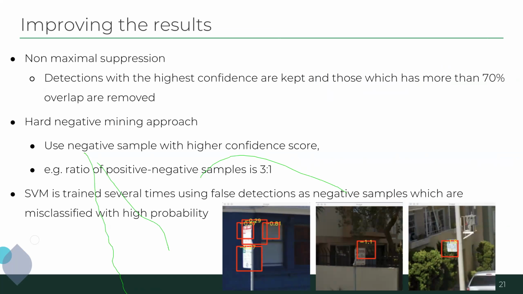In order to improve the model performance, we perform a couple of tricks after the classification. We use non-maximum suppression, and we also use the hard negative mining approach, because this is an imbalanced dataset where we have very few parking signs compared to the background. So we try to penalize the negative samples, and in order to make better predictions, we also use false detections as negative samples with high weight to bias the classifier towards the positive class.